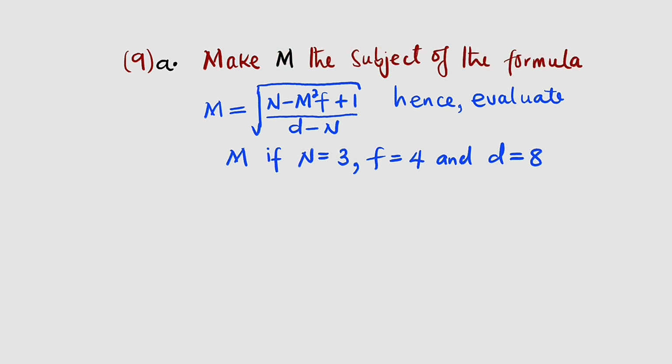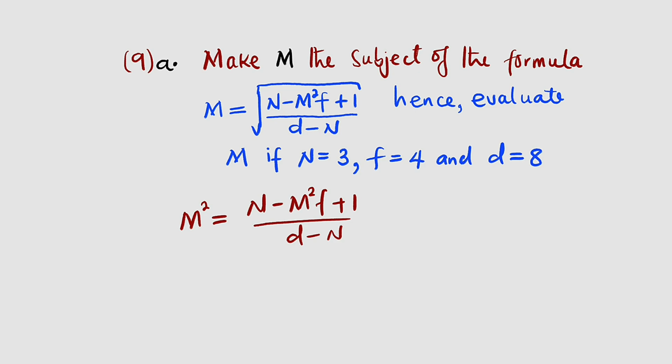Some people might think m is already the subject. No, m is just partially the subject here because we have another m inside. So we have to make sure all of the m's are outside. All right, let's begin by squaring both sides just to eliminate the square root. We have m squared equal to n minus m squared f plus 1 divided by d minus n.